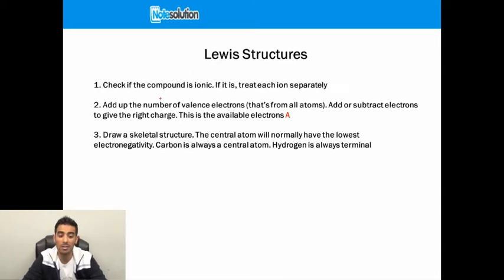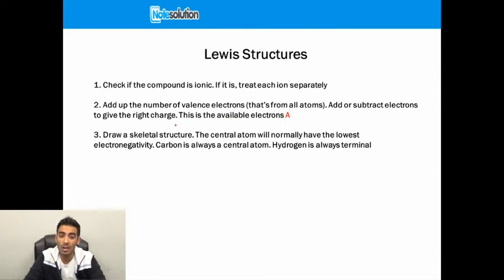Next, add or subtract electrons to give the right charge. At this step, we need to make sure that we have the right charge for the compound, and we're going to go through the steps in an example soon. So the available electrons, the ones we are left with, which include the electrons present in lone pairs, are abbreviated as A. Each quantity is abbreviated with a different letter.